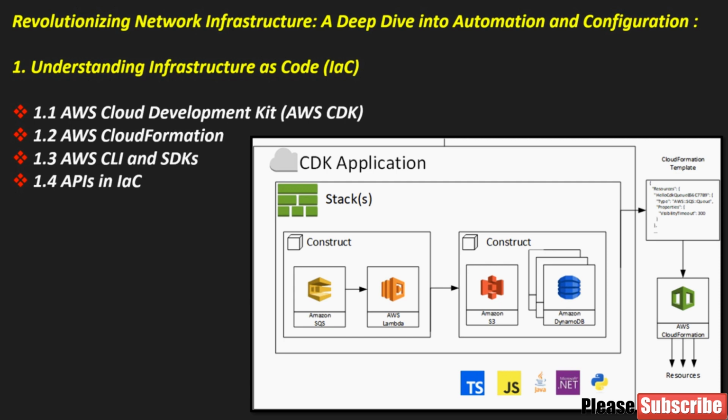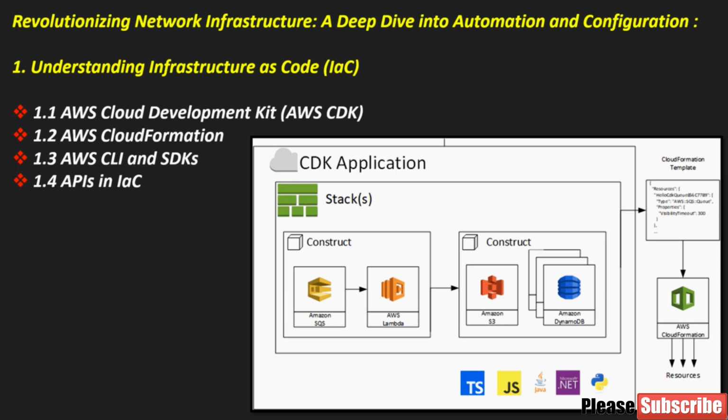Second, we have AWS CloudFormation. Actually, AWS CloudFormation is a declarative way to define and provision AWS infrastructure as code. It enables you to use templates to describe the resources that are needed and their dependencies, and CloudFormation takes care of the rest. This approach provides a consistent and predictable environment, reducing the risk of errors and manual configurations too.